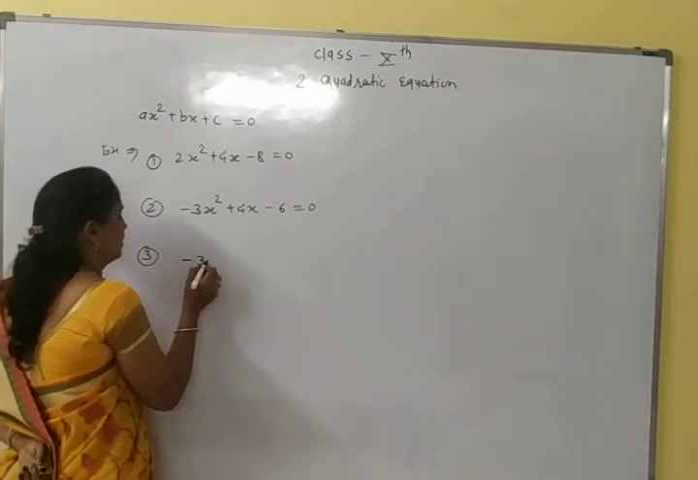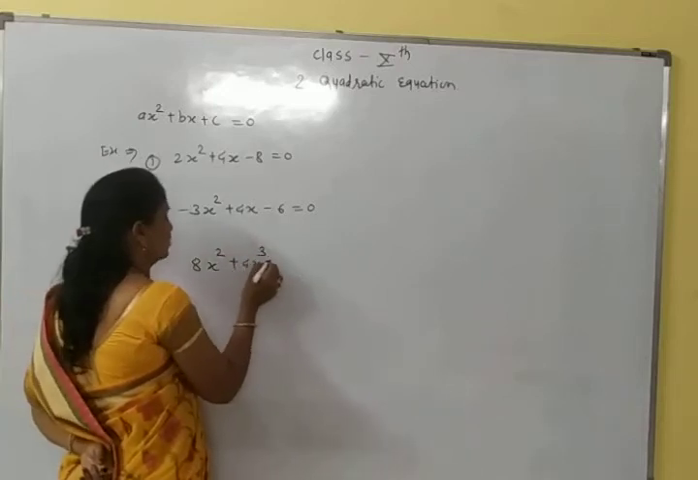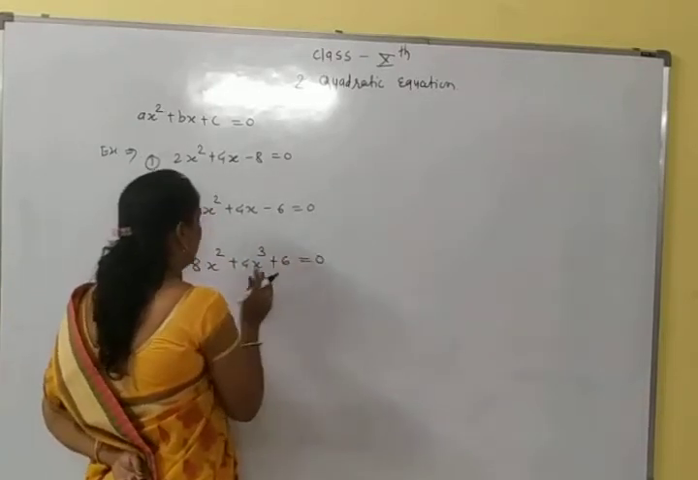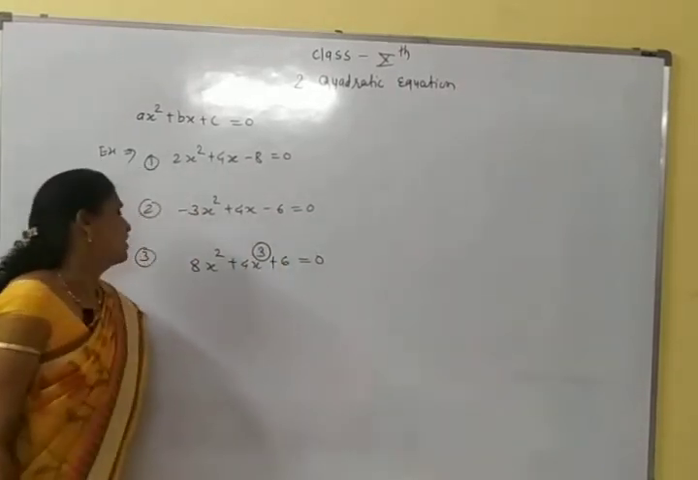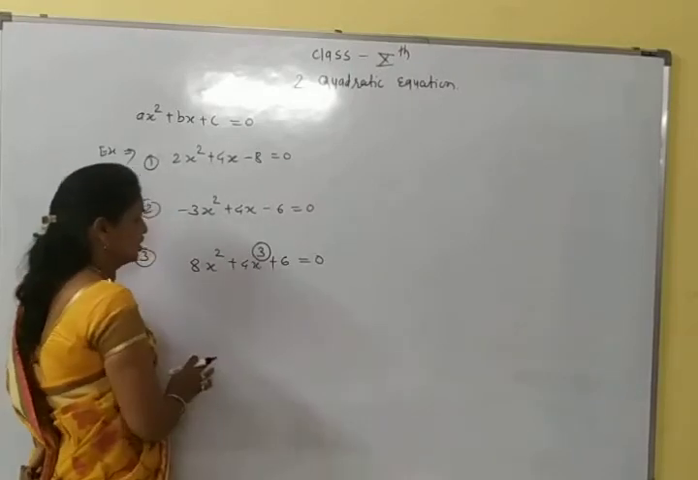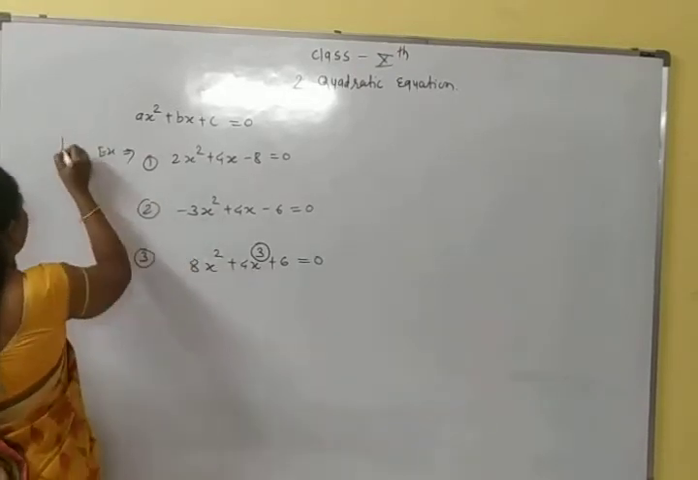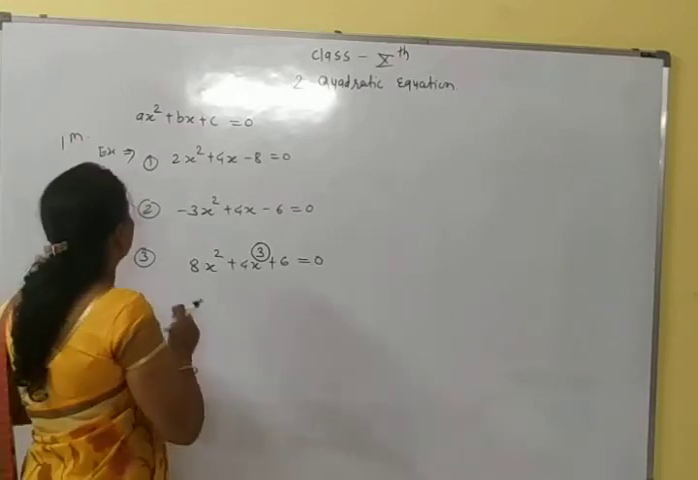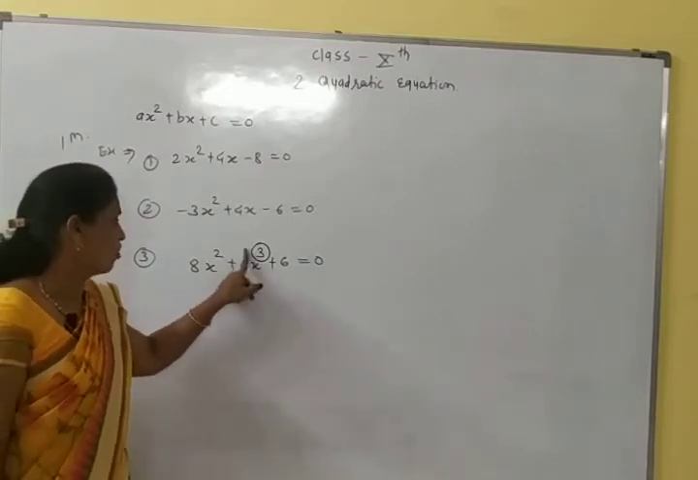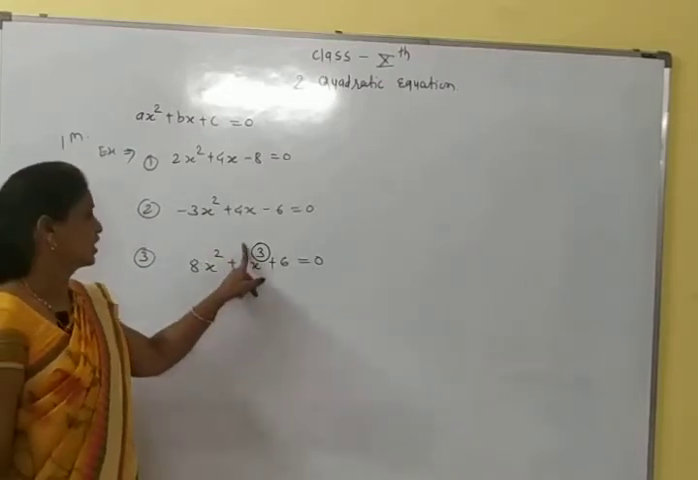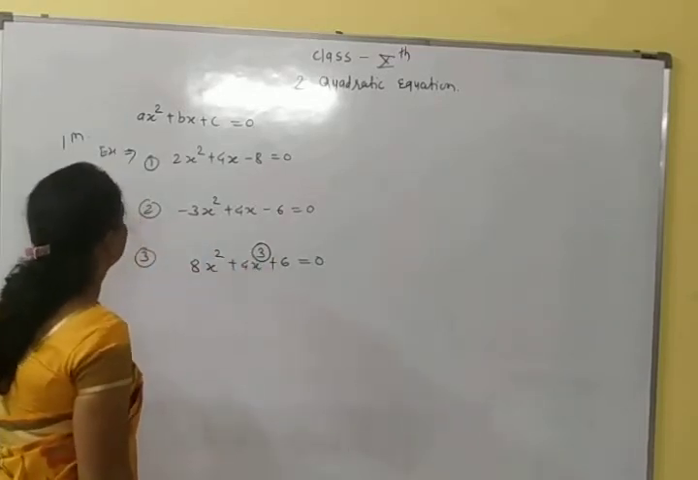Third equation, minus 8x square plus 4x cube plus 6 equal to 0. This is not a quadratic equation because in this equation the higher index is 3. The power is 3. This type of question can be asked for 1 mark. This is a quadratic equation, this is a quadratic equation, but this is not a quadratic equation because the higher index is not 2, it is 3.